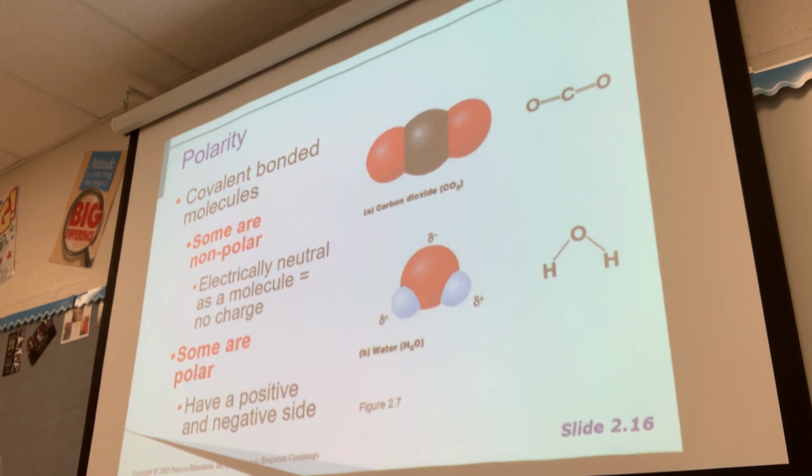All right. Are there any questions between covalent and ionic before we move on? Okay. I'm hoping this is reviewed to some extent.